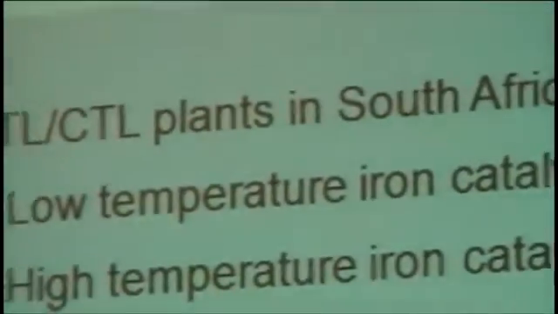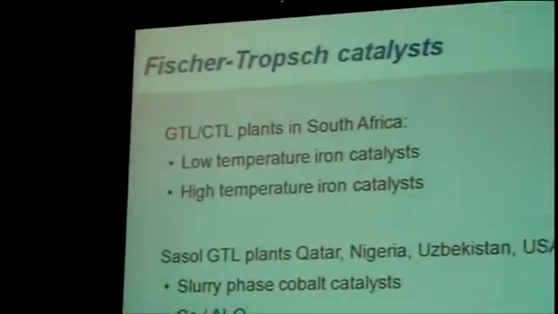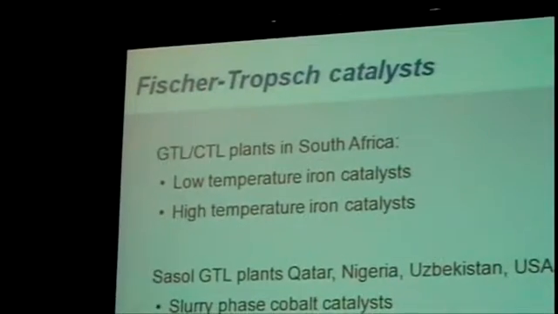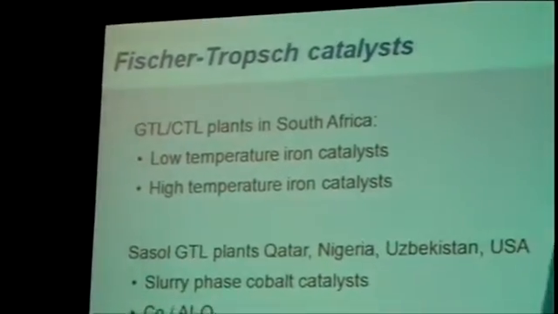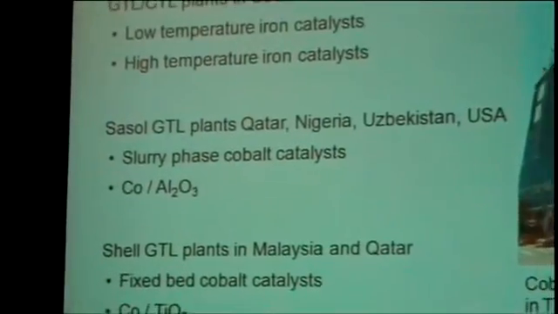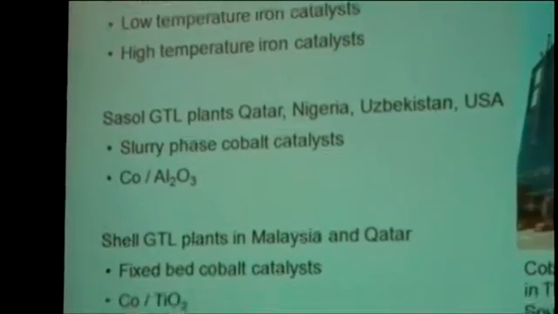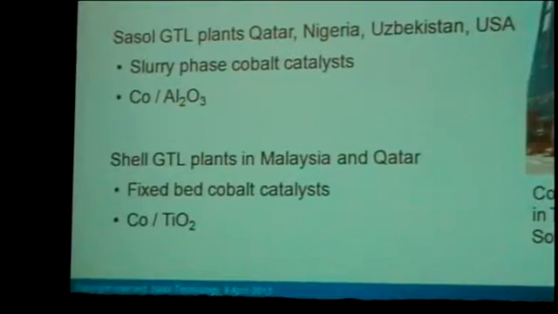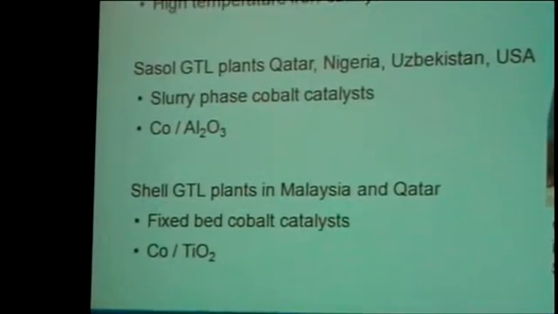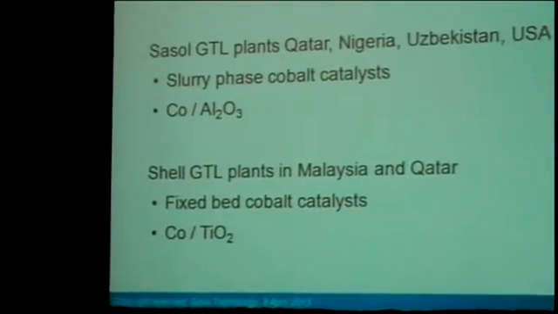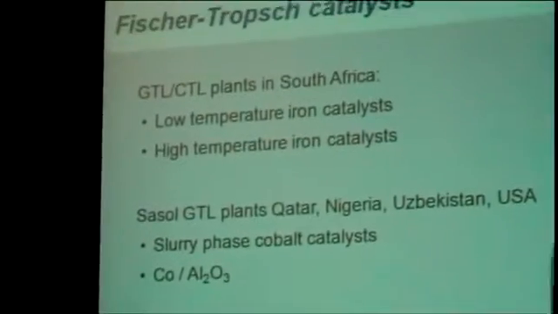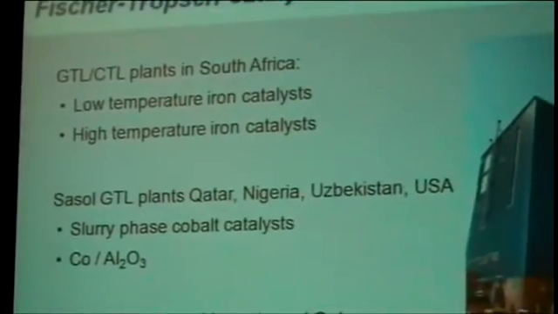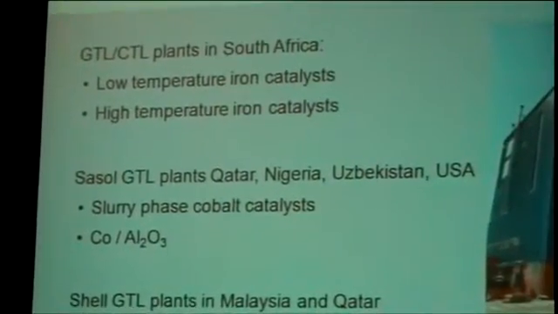If we talk about all these Fischer-Tropsch plants, of course they need Fischer-Tropsch catalysts. If we look back at South Africa, the plants over there are based on iron technology. The low temperature plants use a precipitated iron catalyst, mainly making wax. And the high temperature Fischer-Tropsch plants use the cold fused iron catalyst. Of course, we make mainly petrol and chemicals.